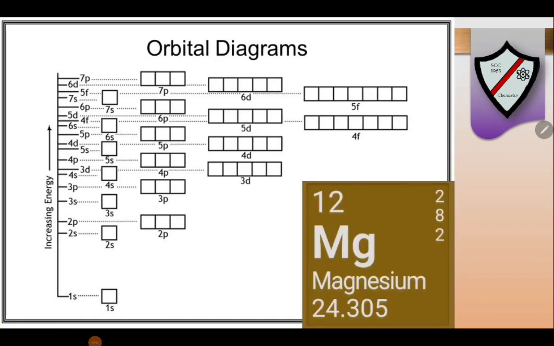Here we have example number 2. We are going to attempt to draw the orbital diagram for a neutral atom of magnesium. Magnesium is atomic number 12, so in a neutral atom we would expect 12 protons and 12 electrons. We start, as we did earlier, filling the 1s orbital with 2 electrons, opposite spins, the 2s orbital with 2 electrons with opposite spins. That takes care of our first 4 electrons.